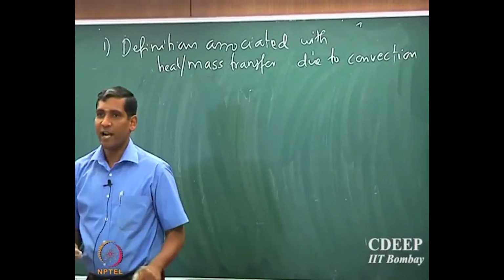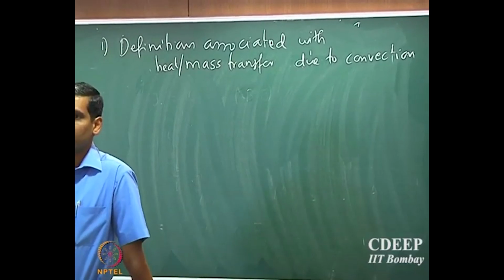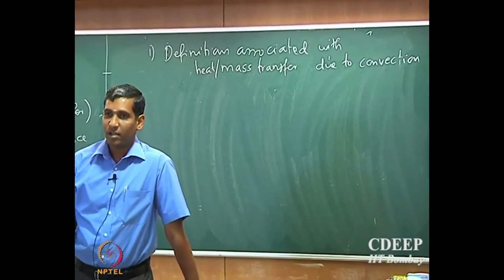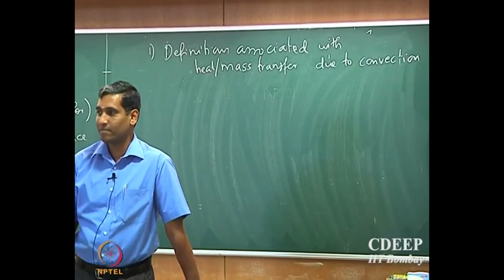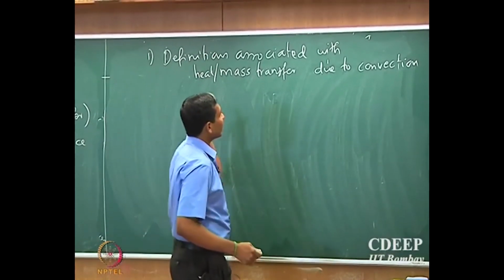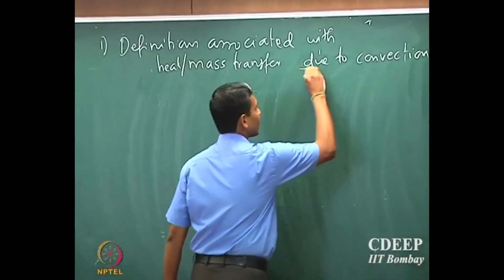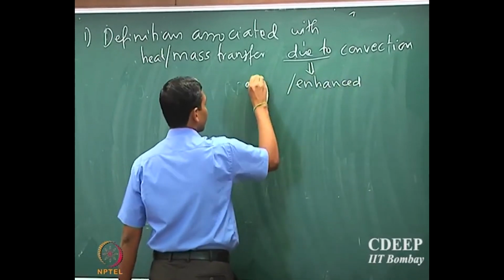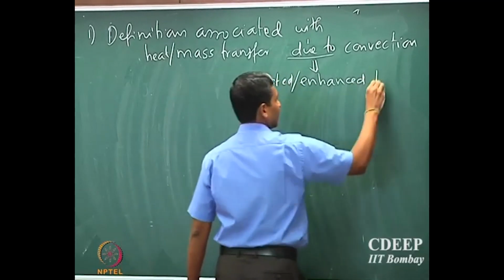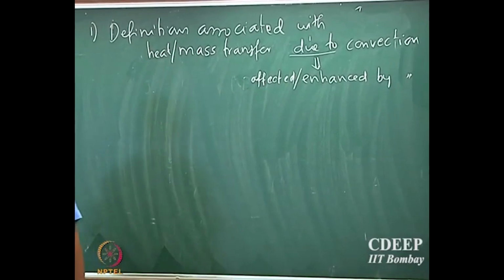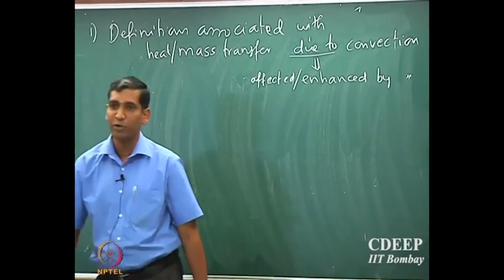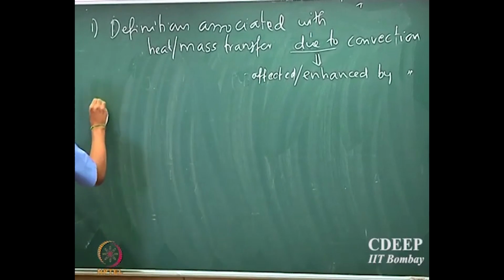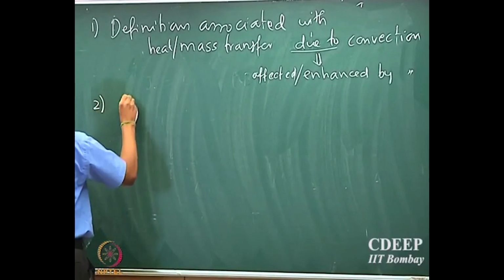You may remember that when we discussed Newton's law of cooling, we said that the basic mechanism of heat transport at the interface is actually not convection, it's diffusion. So when I say definitions associated with heat and mass transfer due to convection, I should rather qualify it by saying enhanced by convection or affected by convection. That's the correct way of looking at it, and we will see why diffusion is the mechanism by which the transport actually occurs at the interface. Then we will go ahead and write the transport equations.